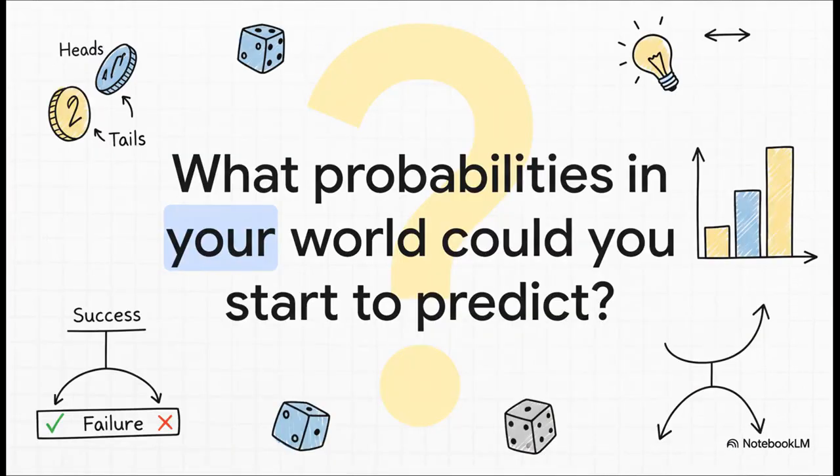So, now that you have this tool in your toolkit, think about it. What probabilities in your world could you start to predict? What's the chance of hitting 5 green lights on your way to work? Or, maybe if you're in sales, the odds of closing 3 deals out of 10 calls. The world is absolutely packed with binomial problems. And now, you have the key to start solving them.